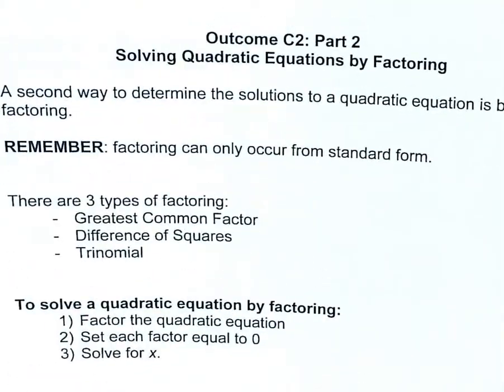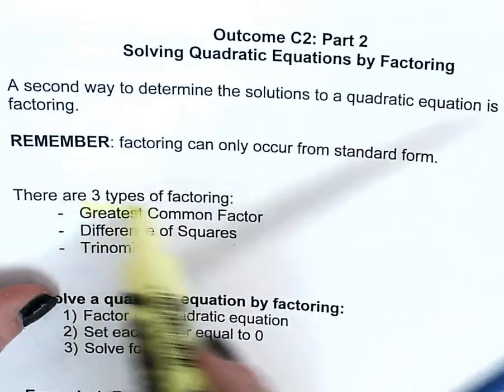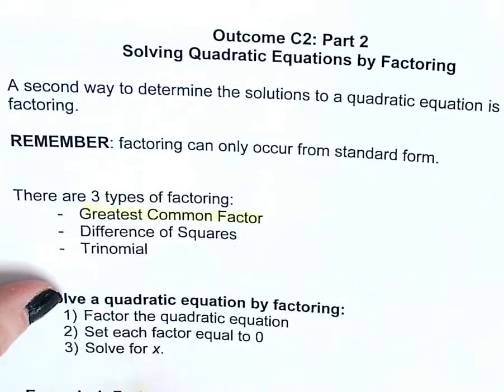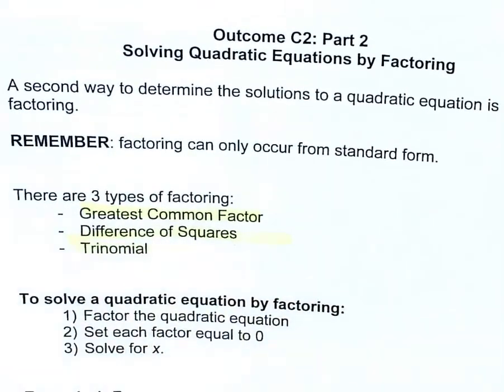In the last section, we talked about solving by graphing, and that's where you graph your quadratic, right? And then you find where the x-intercepts are, and that's your solution. The second way to find the answer or the solutions to a quadratic equation is by factoring. There's different types of factoring that can happen, right? There's the greatest common factor. It's where you pull something out. There's the difference of squares, and then there's a trinomial.